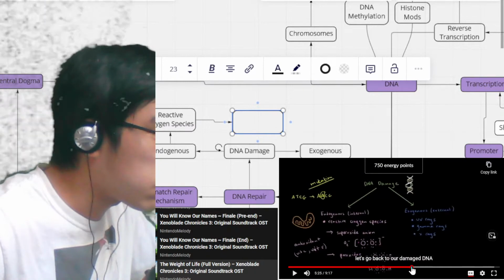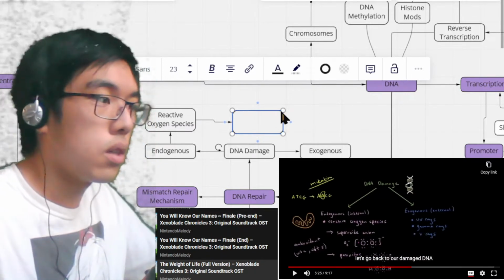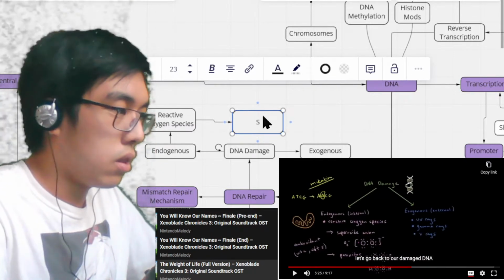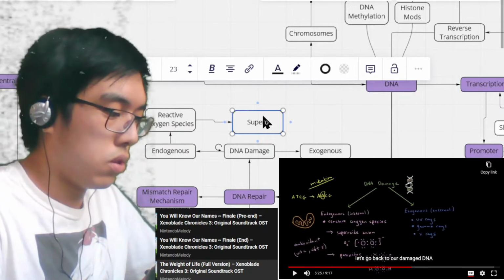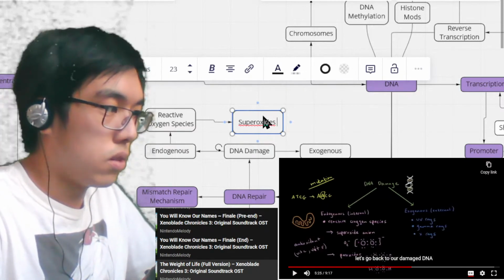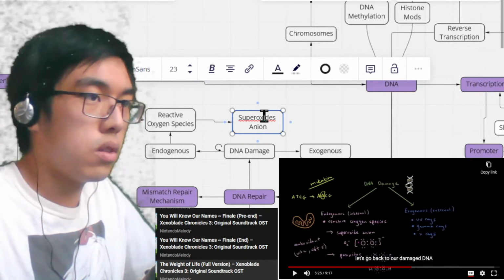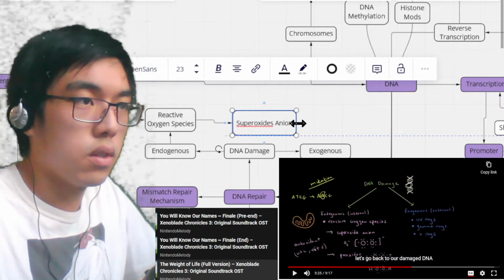Nucleotide excision repair is very cool, but I want to quickly note down superoxide and peroxides. Just because I can, really.